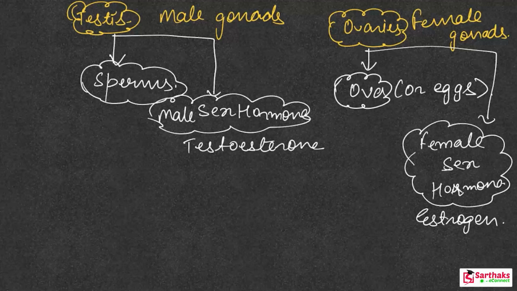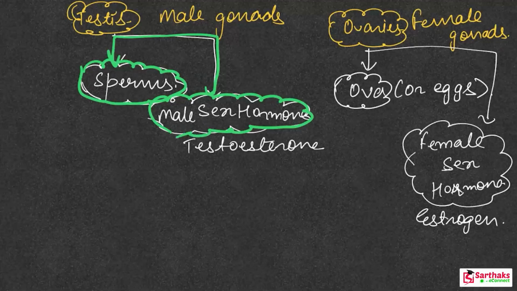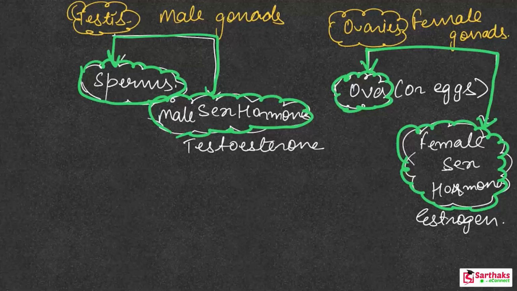Let me explain a little bit more. Okay, the testis produces two things. What do they produce? They produce sperm as well as the male sex hormone, that is testosterone. Okay, and similarly ovaries produce the ova as well as the female sex hormone. Okay, the female sex hormone is known as estrogen and they also produce the ova. Okay, got it? But the question is, what is the role of these hormones?